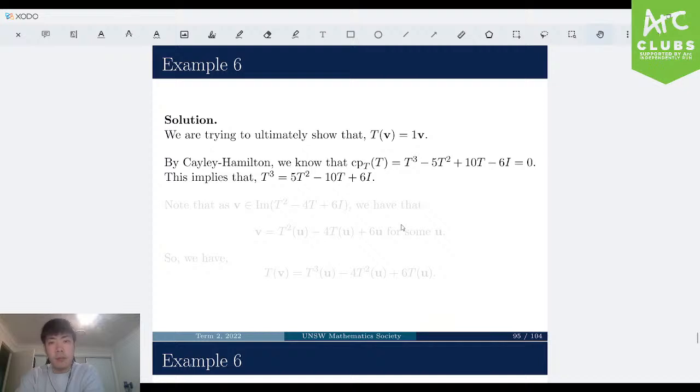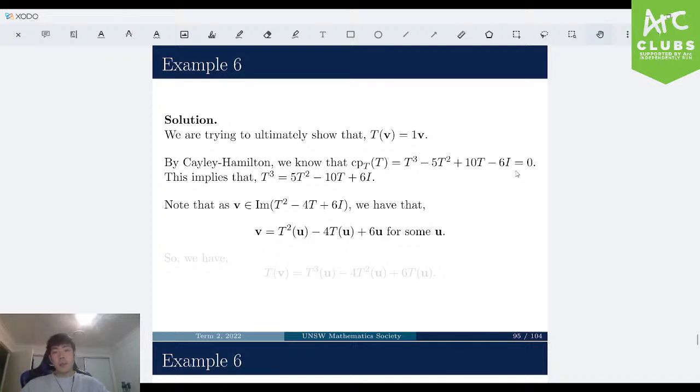Rearranging for T cubed, this implies this. We just moved all this stuff to the right. Now, further use the information given in the question. Since v is in the image of T squared minus 4T plus 6I, we know that v must equal T squared u minus 4Tu plus 6u for some vector u. Because if v is in the image, there must be something in the domain that spits out v.